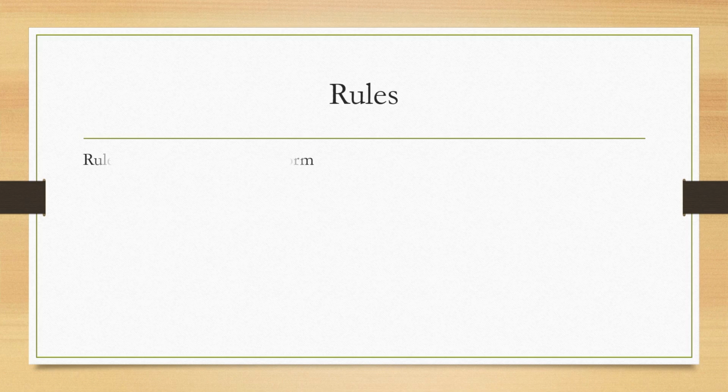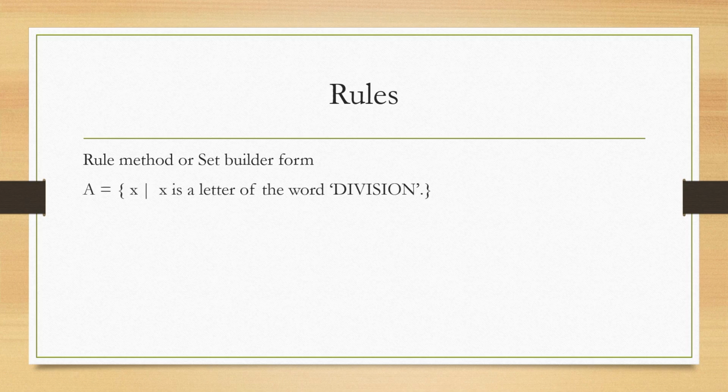Rule method or set builder form. There are some certain rules for writing this method. Let's study them. A is equal to curly bracket open x such that x is a letter of the word DIVISION curly bracket close. It means in the listing method we can write A is equal to curly bracket open D comma I comma V comma S comma O comma N curly bracket close.